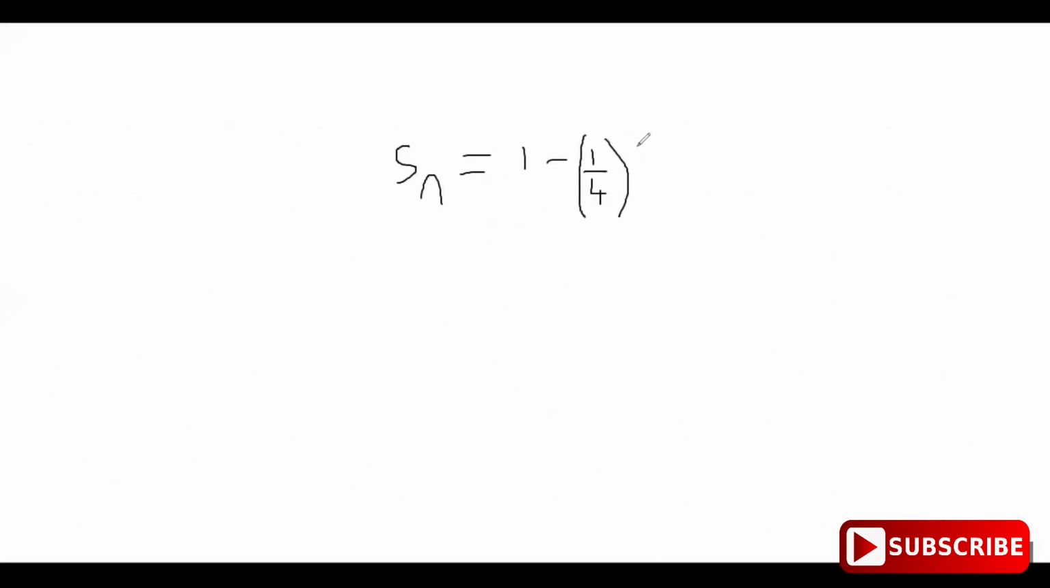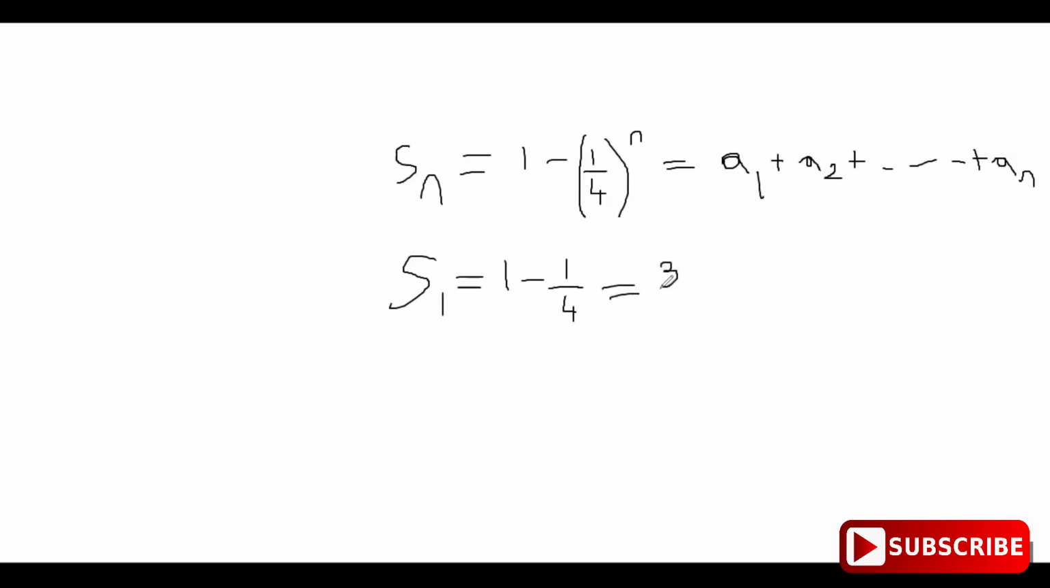That's Sn, right? And we know that in general, Sn means we're adding up all the terms of the sequence, which is A1 plus A2 plus A3 and continue all the way up to An. And so S1 is going to give me the sum of the first term, which is just the first term. So I get 1 minus a quarter to the 1. It's a quarter. And so the first term is 3/4.